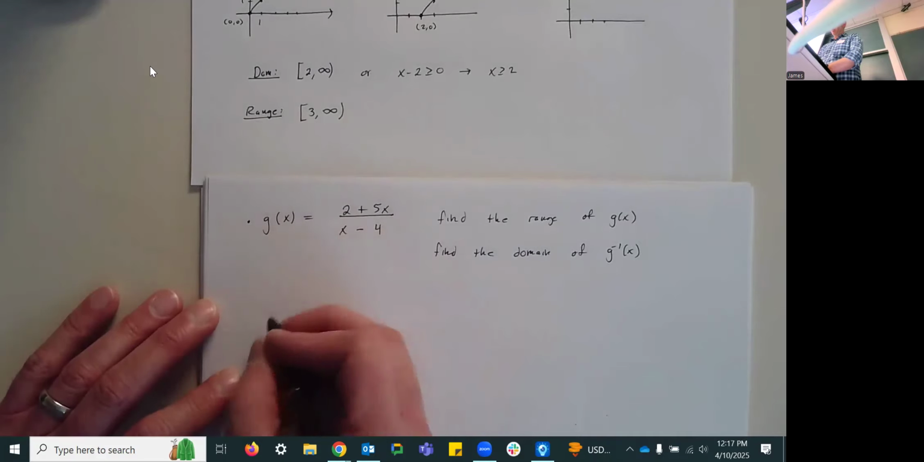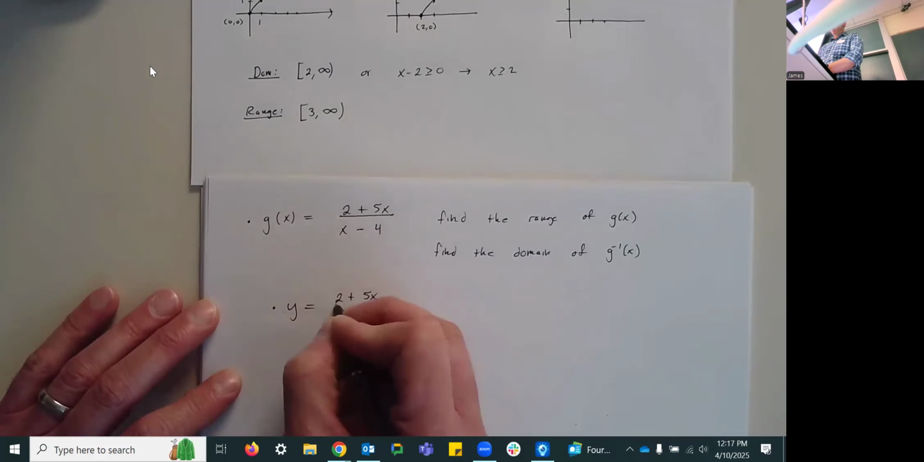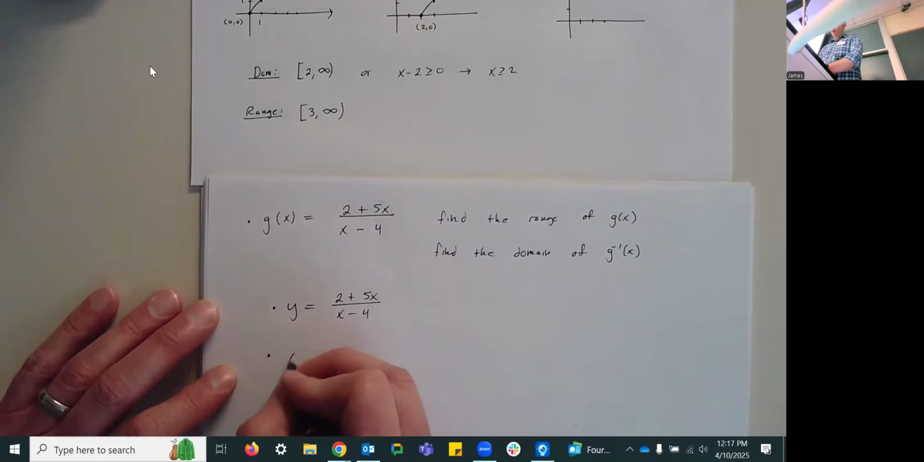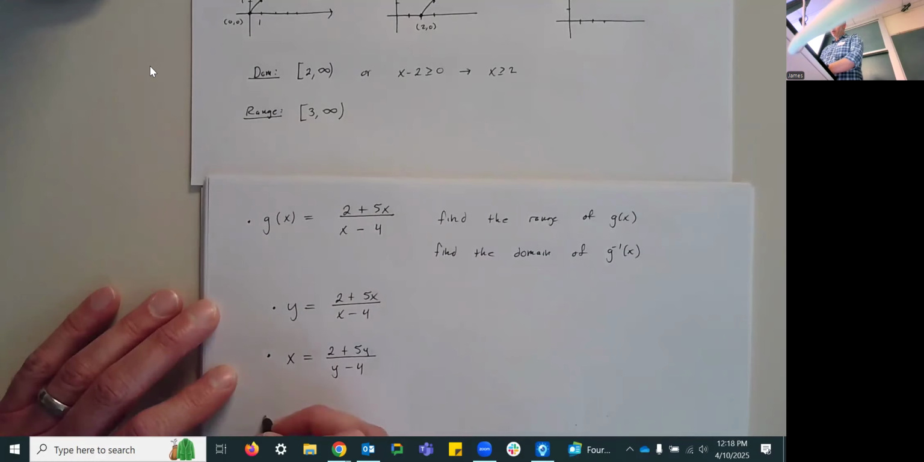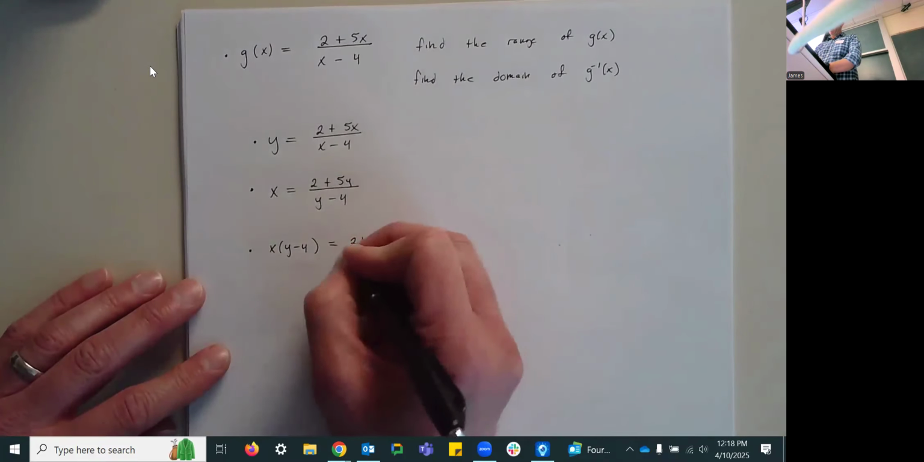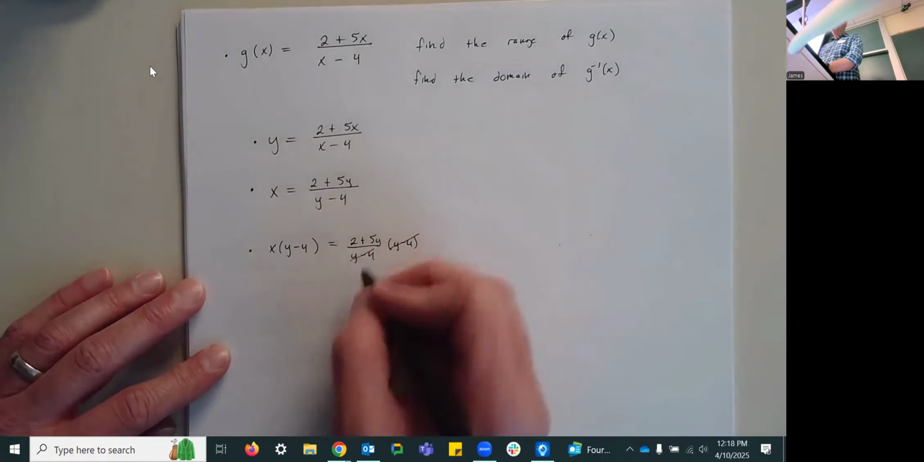So to invert this function, we're going to start with first writing y equal to 2 plus 5x over x minus 4. Interchanging the x's and y's, we get x equal to 2 plus 5y divided by y minus 4. And then solving for y. So always my first step is to multiply both sides by that denominator. So I'm going to get x times y minus 4 equal to 2 plus 5y divided by y minus 4 times y minus 4. And the y minus 4 divided by y minus 4 divides to 1.